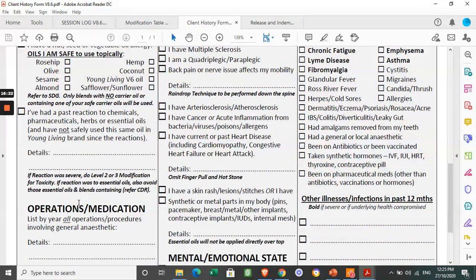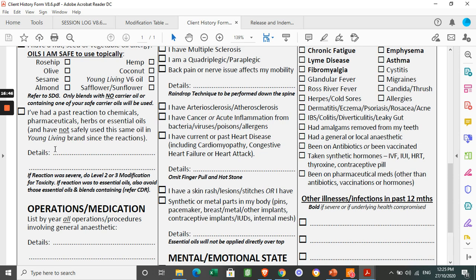All right, coming back over to the client history form, we have one more important safety question to ask before we get into operations and medication. It says here on the left-hand side, "I have had a past reaction to chemicals, pharmaceuticals, herbs, or essential oils, and have not safely used this same oil in the Young Living brand since the reactions." Why do we want to know this? That's the first question you're going to ask.